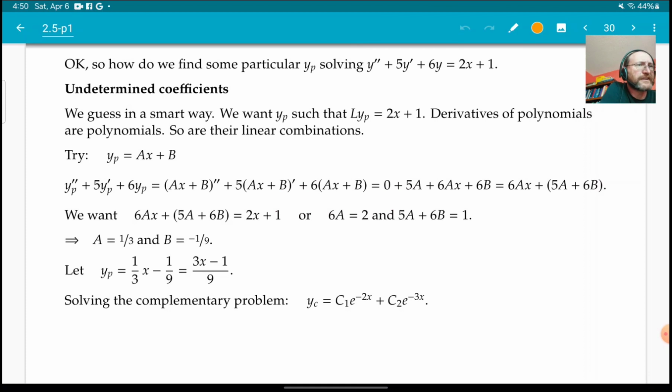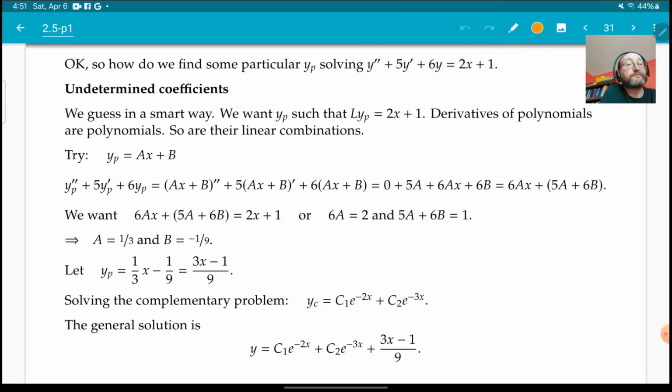Now, I'm not going to do that, but I'll let you do it. You can solve the complementary problem. That means set the right-hand side to 0 and solve the associated homogeneous problem, the left-hand side equals 0. And we're going to get this complementary solution. So that's the general solution here.